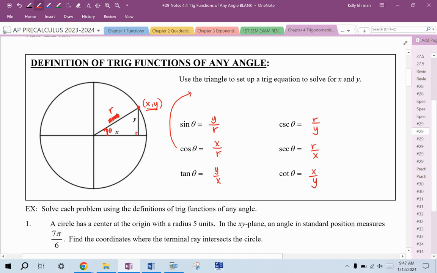So if I just multiply r to the other side, I get x is equal to r times cosine theta. And similarly, if I do that with the sine formula, if I multiply r to the other side, I get that y is equal to r sine theta. And so this gives me a formula for finding ordered pairs. If I want to know what the x y coordinate is at any angle, excuse me, with any r around the circle, it's r cosine theta for the x coordinate, r sine theta for the y coordinate. So we can use that for this first problem.